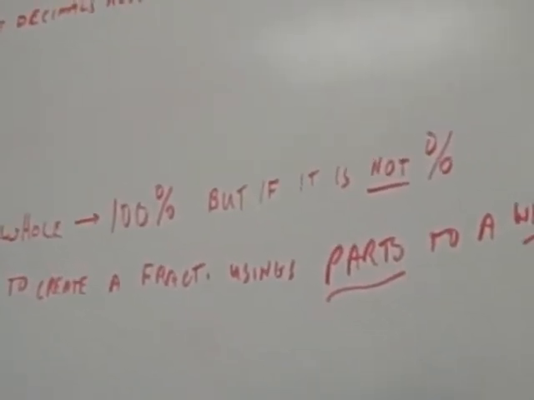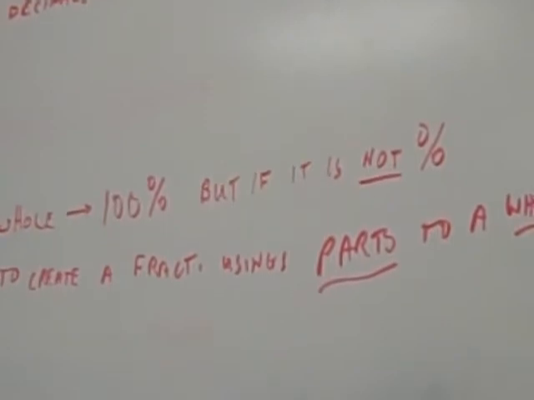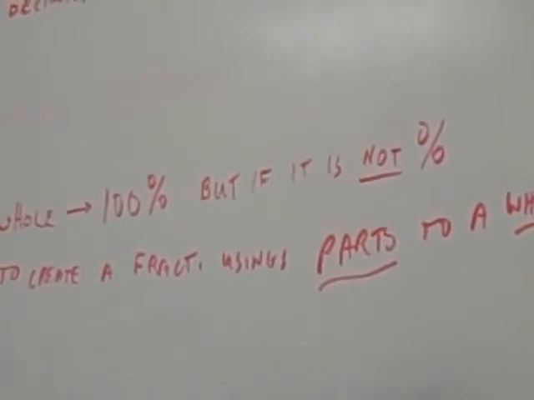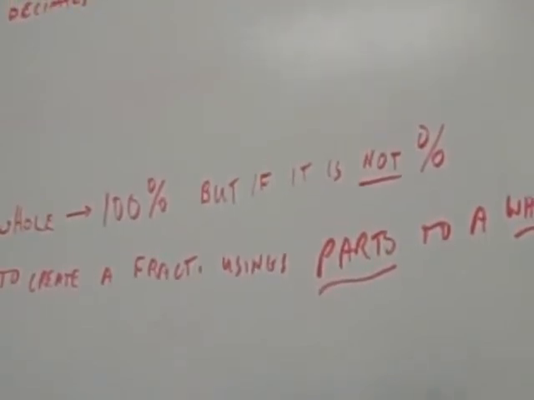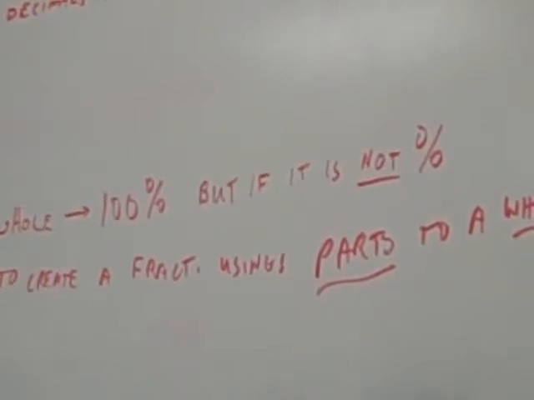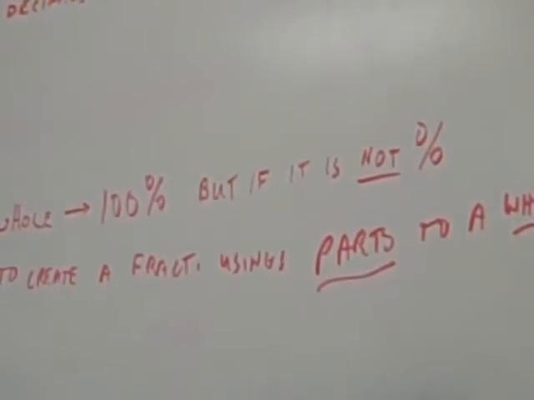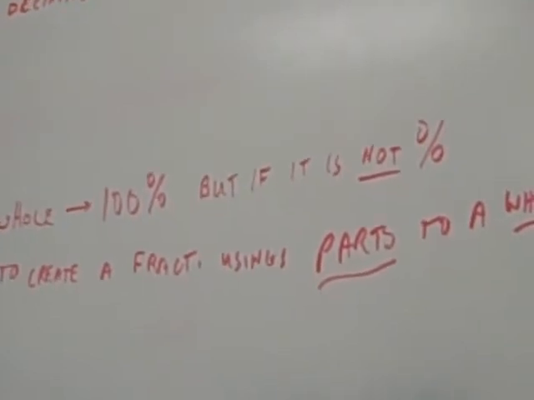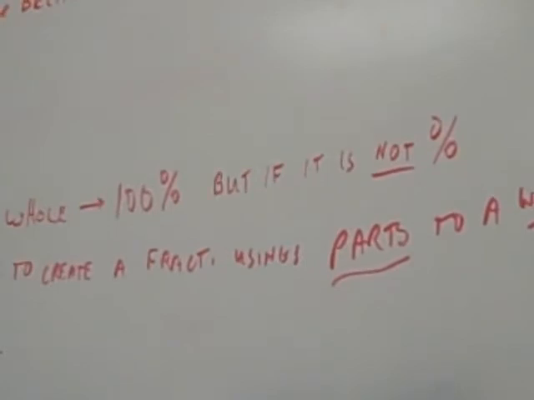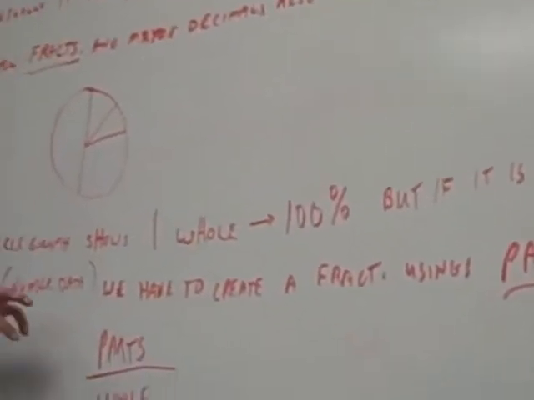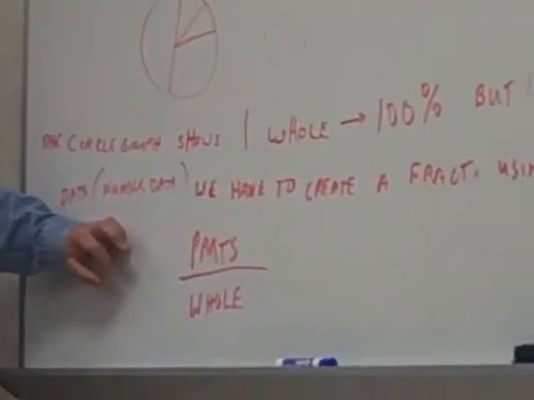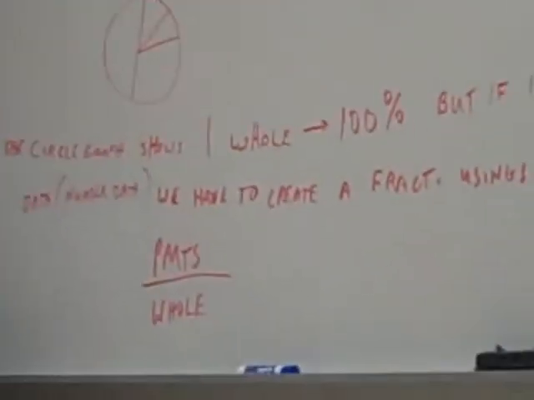75 out of how many did we survey? 150. So we make the fraction 75 over 150. That's what I'm talking about. 75 was parts. The whole survey was 150. Do you see how we have to be able to convert fractions if numbers are given to us? Because sometimes in circle graphs they don't give us percentage.